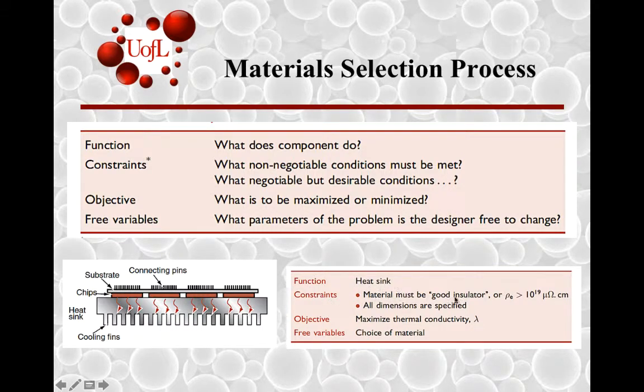Constraints are the material should be a good insulator, or the electrical conductivity should be less than the reciprocal of this, or the electrical resistivity should be greater than 10 power 19 micro ohm centimeter. Suppose dimensions are all specified as well as a constraint, because depending upon the changes in surface area, you would have different heat sink attributes. So then the objective is to maximize the thermal conductivity of the material for a given electrical resistivity constraint. So between that, what is the best material that gives the highest thermal conductivity?